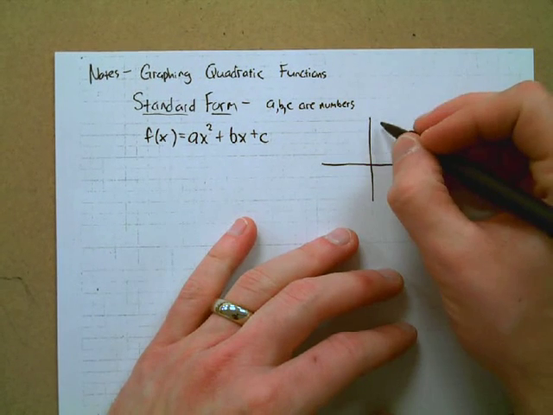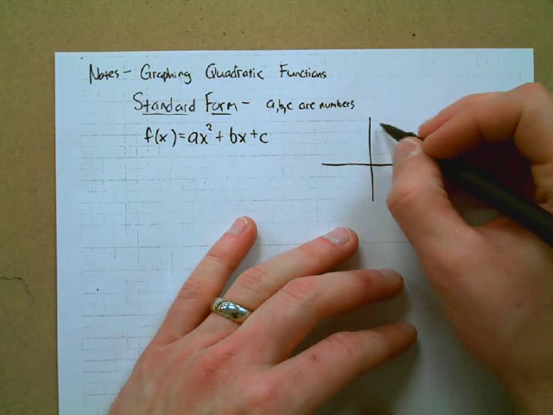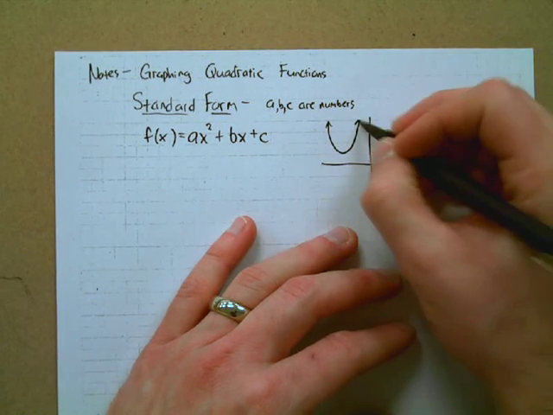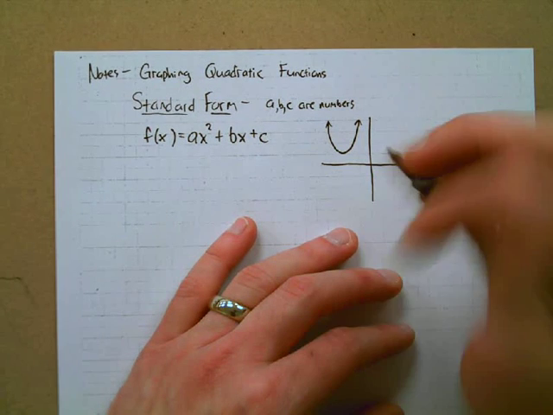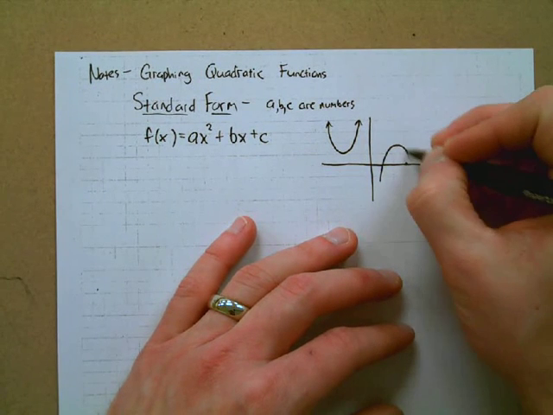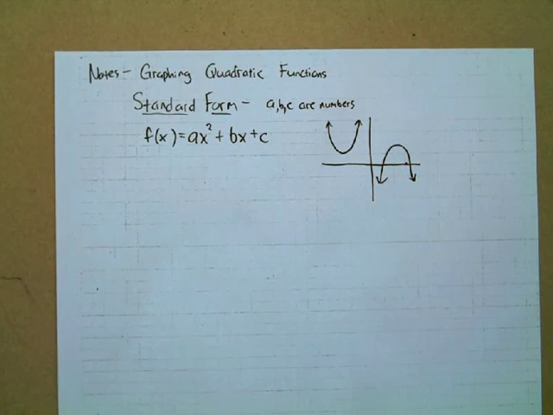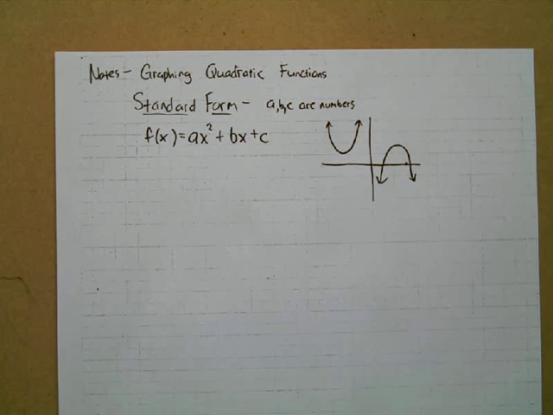But we can have quadratic functions that look like that. We can also have quadratic functions that look like this, upside down, what we would expect. Some things we need to keep in mind, though, about quadratic functions.